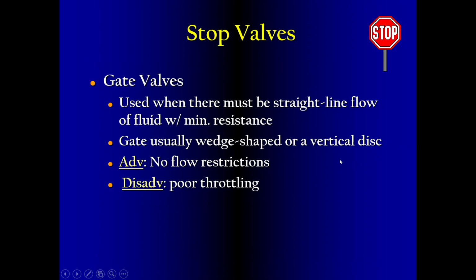Then we discuss the second stop valve, the gate valve. It is used when there must be straight line flow of fluid with minimum resistance. The gate is usually wedge shaped or vertical. The advantage is that there are no flow restrictions, and the disadvantage is poor throttling.